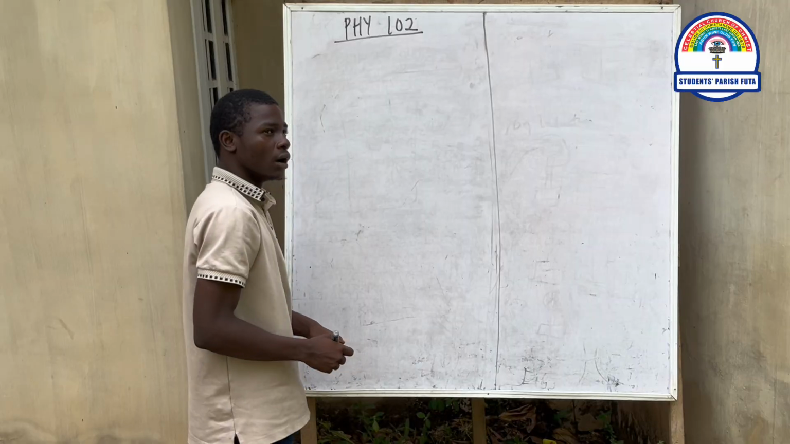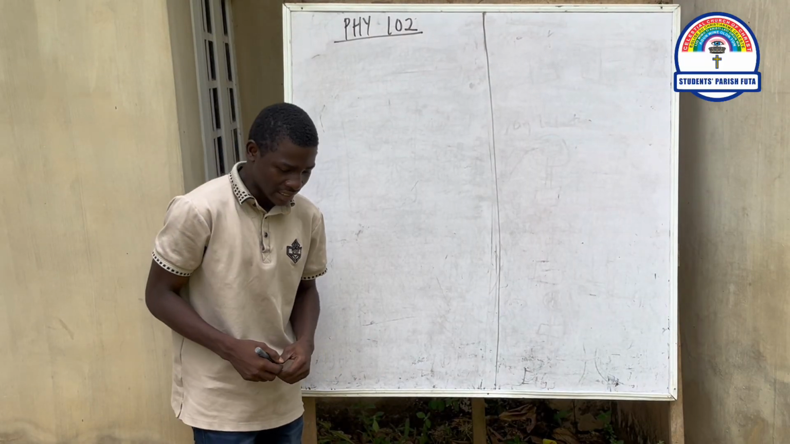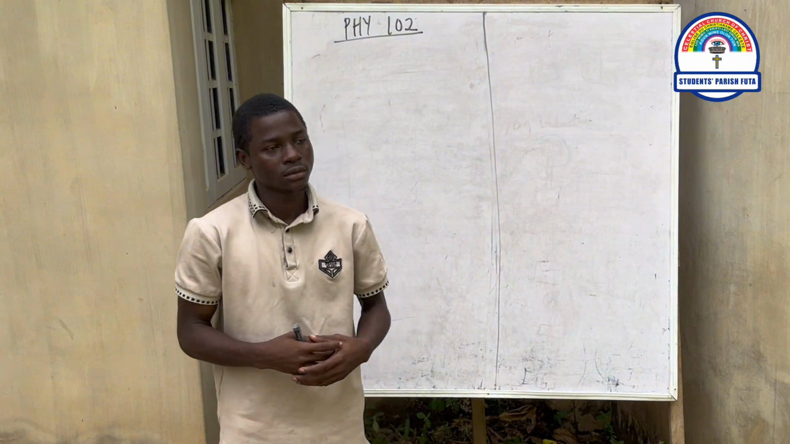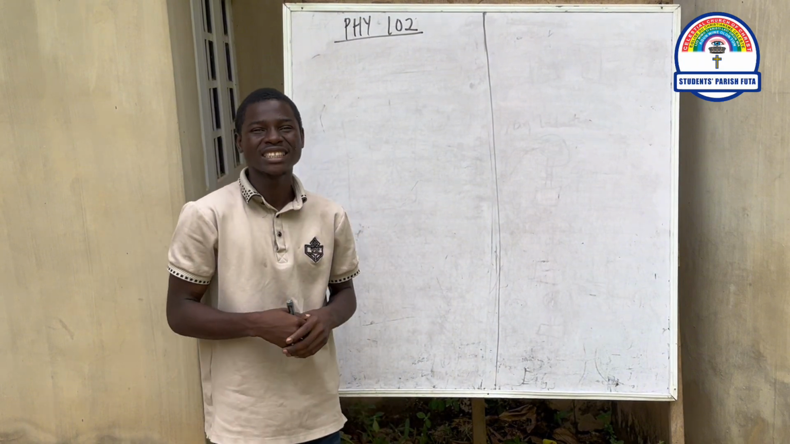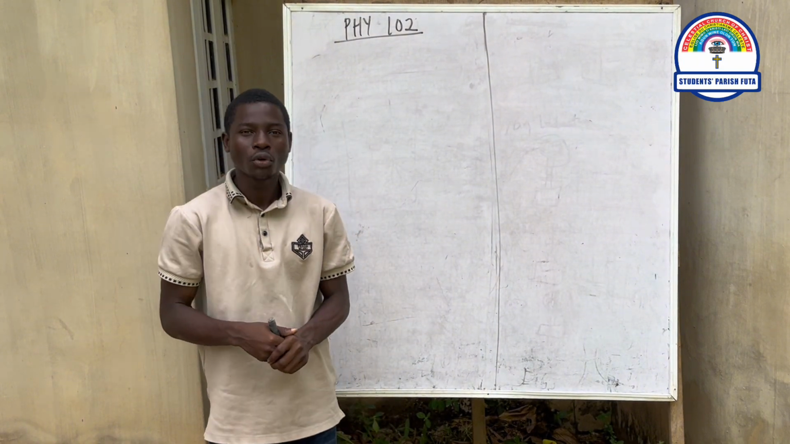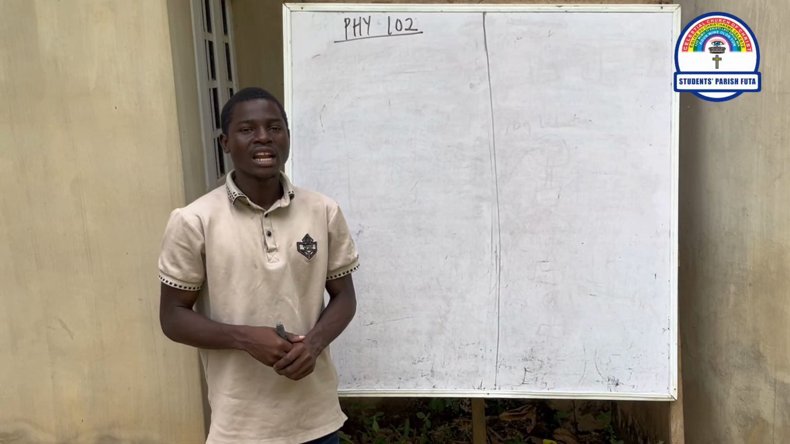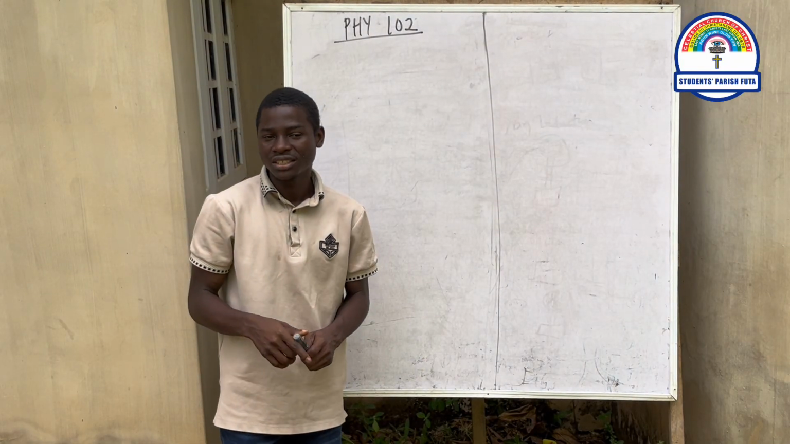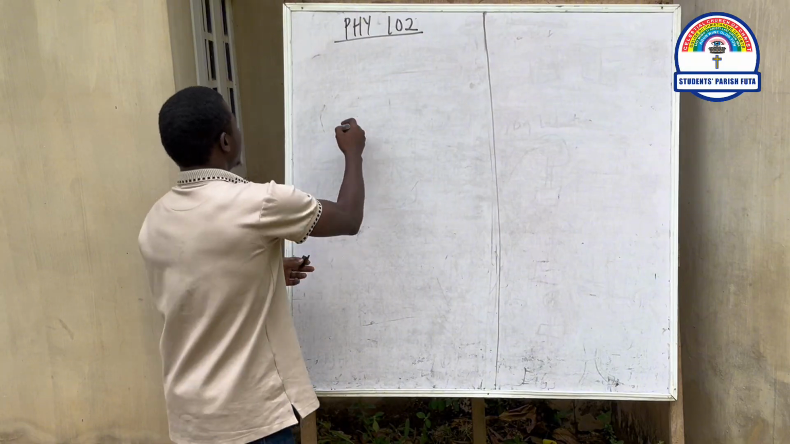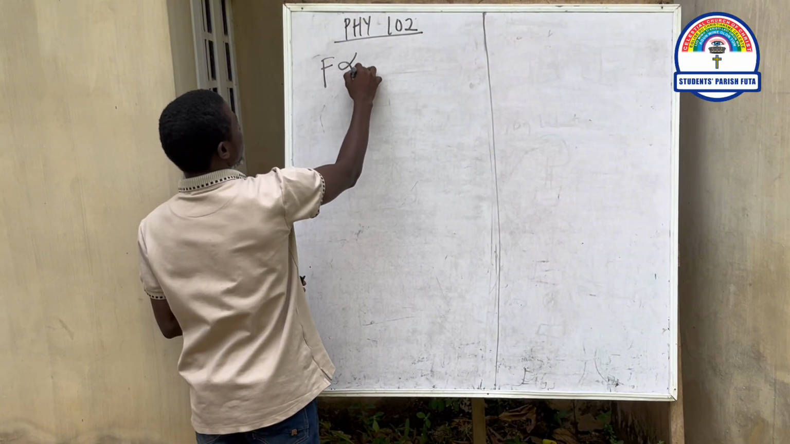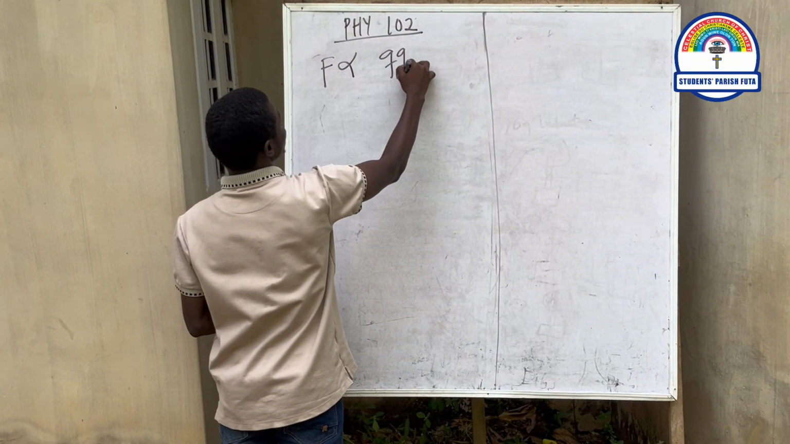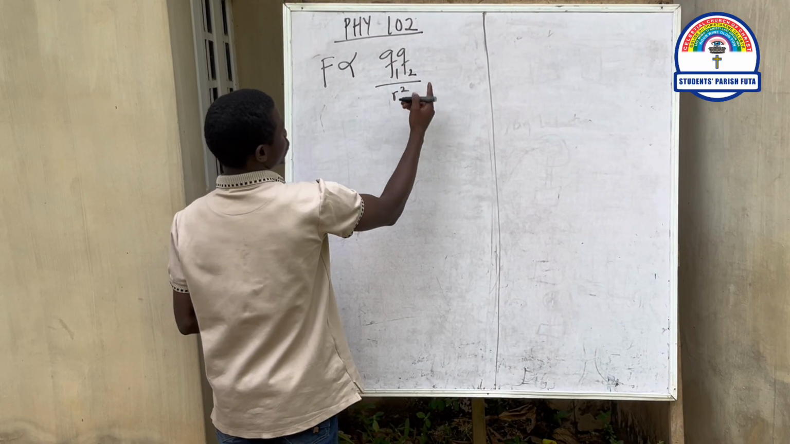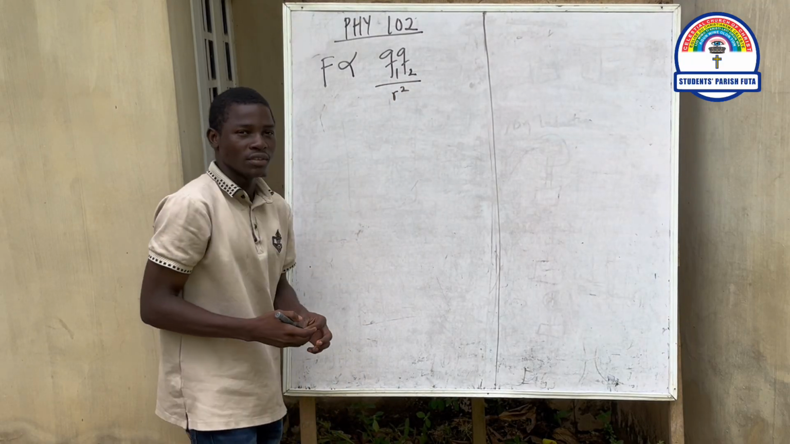Now we'll be going to Coulomb's law, which states that the force of attraction between two charges is directly proportional to the product of their charges and inversely proportional to the square of the distance between them. This is just like a replica of Newton's gravitational force. So the force is directly proportional to the product of the two charges, charge 1, charge 2, and inversely proportional to the square of the distance between them.